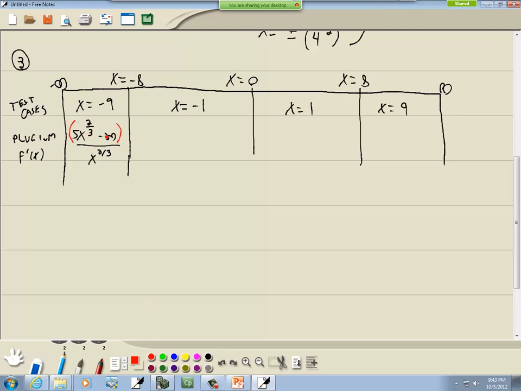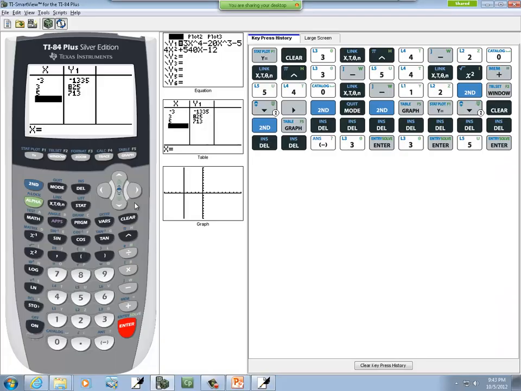Now, we're going to enter this in by putting parentheses around the top, and we'll put parentheses around the bottom. Technically, you don't need them around the bottom, but just to be on the safe side, if you've got a fraction, put parentheses around the top and parentheses around the bottom. So let's go input this into our calculator.